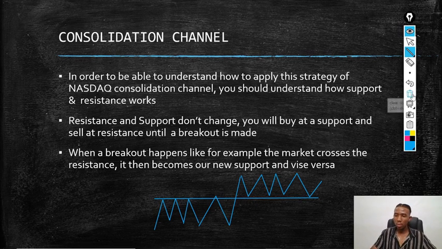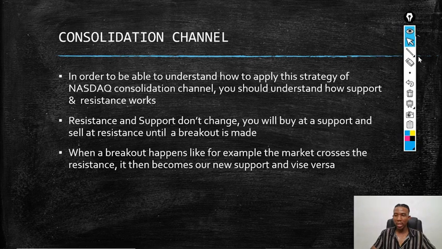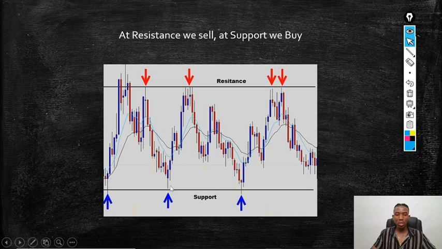Okay, so now let's continue our lesson. This is how to understand a consolidation channel. A consolidation channel doesn't have an overall movement. It's not an overall buy or an overall sell. You just buy low, you sell high. You buy at a support, you sell at the resistance. At a resistance, we sell. At a support, we buy. This is basically a consolidation channel.